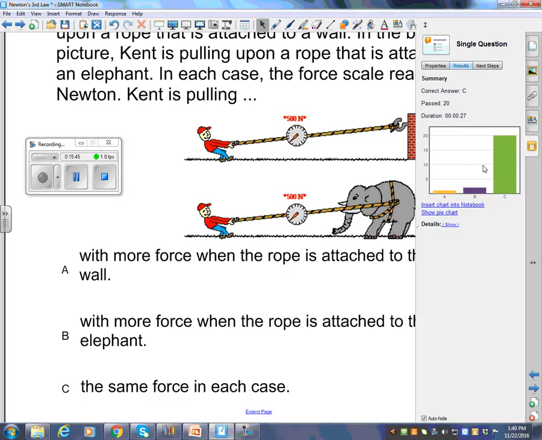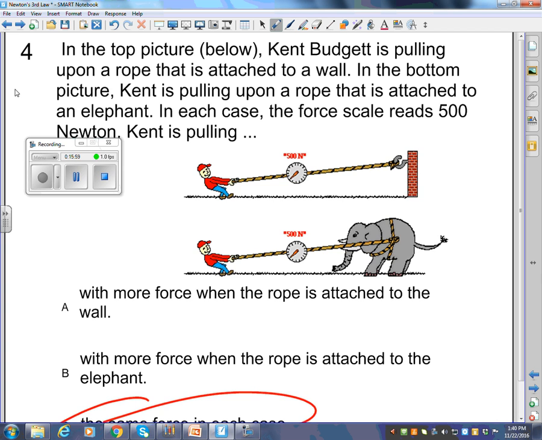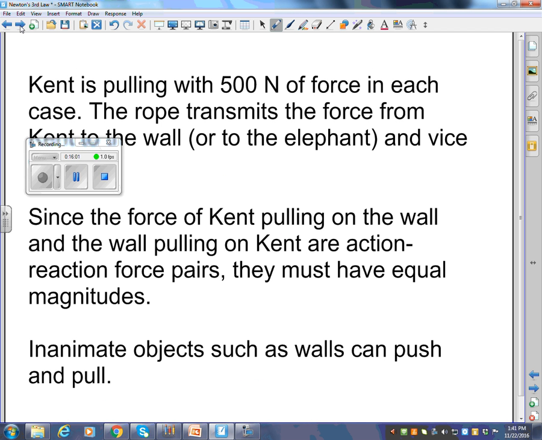Yep, the answer is C, the same force. The scale shows the same, right? The forces are the same. Kent is pulling with 500 newtons of force in each case. The rope transmits the force from Kent to the wall or the elephant and vice versa. Since the force of Kent pulling on the wall and the wall pulling on Kent are action-reaction force pairs, they must have equal magnitudes. Inanimate objects such as walls can push and pull.